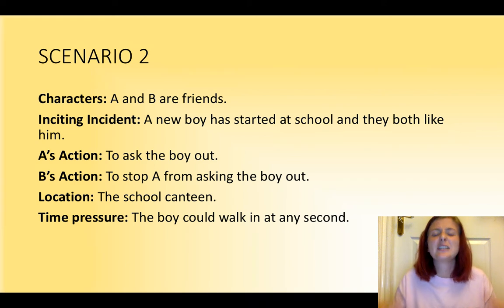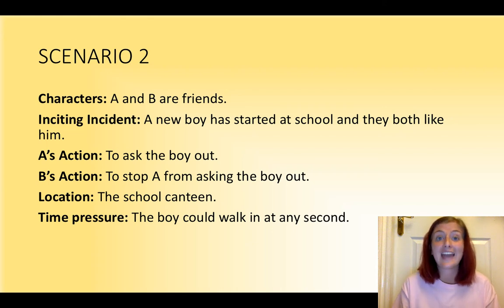Scenario 2 is an improved scenario. Characters: A and B are friends. Your inciting incident: a new boy started at school and they both like him. A's action is to ask the boy out, whereas B's action is to stop A from asking the boy out. The location is the school canteen, and the time pressure is that the boy could walk in any second.